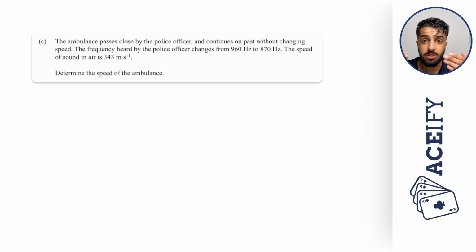The ambulance passes close by the police officer and continues past without changing speed. The frequency heard by the police officer changes from 960 Hz to 870 Hz. The speed of sound in air is 343 meters per second. Determine the speed of the ambulance.